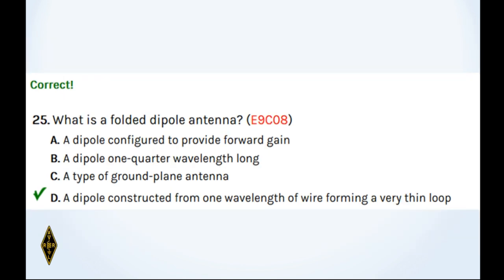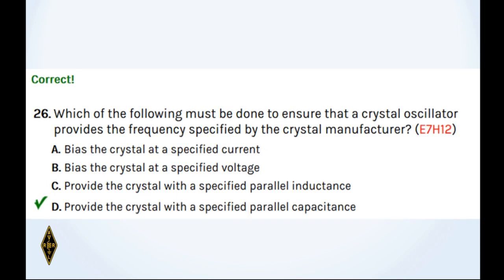And 25, a folded dipole antenna is a dipole constructed from one wavelength of wire forming a very thin loop, 25D. And which of the following must be done to ensure that a crystal oscillator provides the frequency specified? Well, you have to match it with the proper parallel capacitance that it was originally designed to use, so 26D.